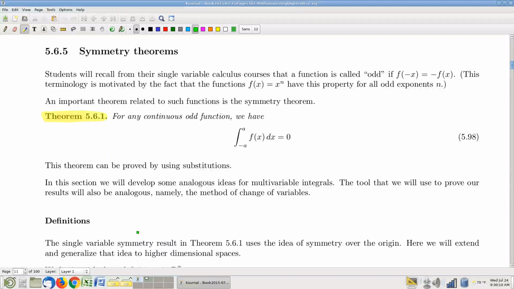Okay, so here's where we were last time. We were talking about change of variables. Specifically, there's a really nice application of change of variables to something that I call symmetry theorems for double integrals and triple integrals that we're going to talk about here.